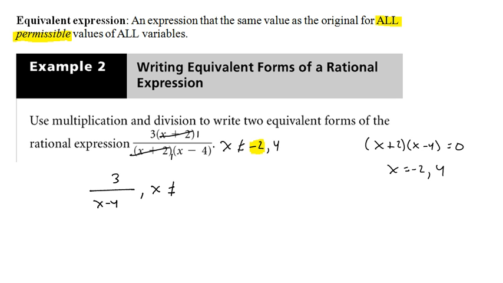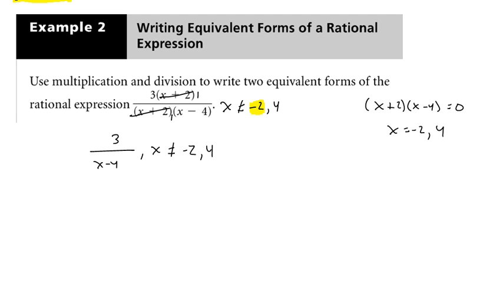And then we also still have to say, though, that x can't be negative 2 or 4. So because we couldn't put negative 2 into our original, we also can't put negative 2 into this equivalent expression, or it won't be equivalent. Okay. Another thing we could do is, let's take our original here.